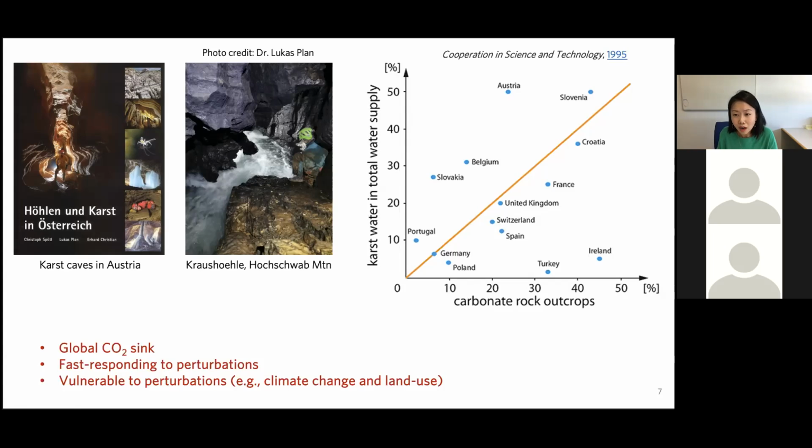Due to the carbonate mineral dissolution by carbonic acid, the carbonate system can be viewed as a global CO2 sink, and it represents a short-term carbon sink which can impact the atmospheric CO2 concentration for a short time period. And due to its faster reaction and rapid geochemical fluxes, the carbonate system is very sensitive to perturbations and climate change, and also very sensitive to land use change.